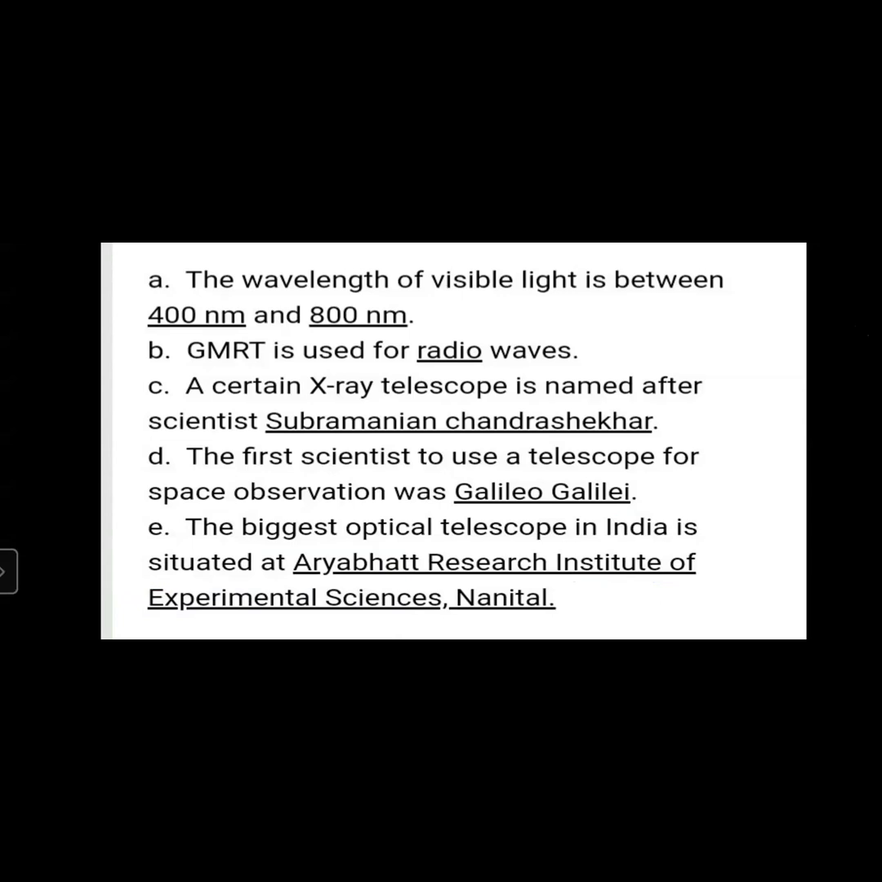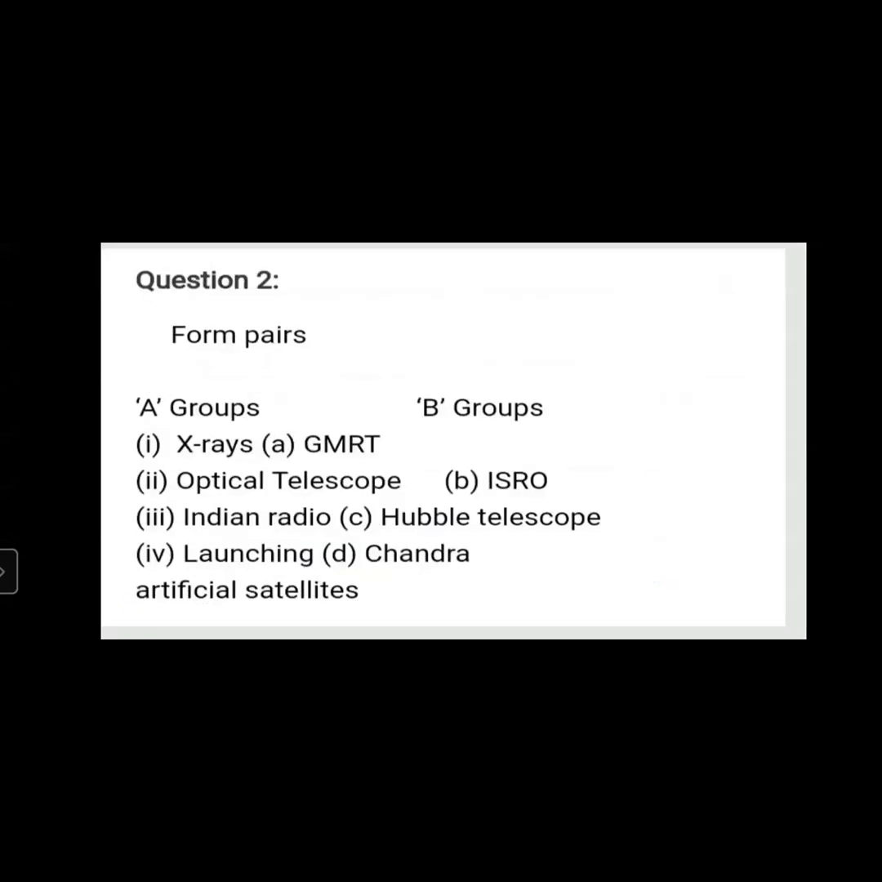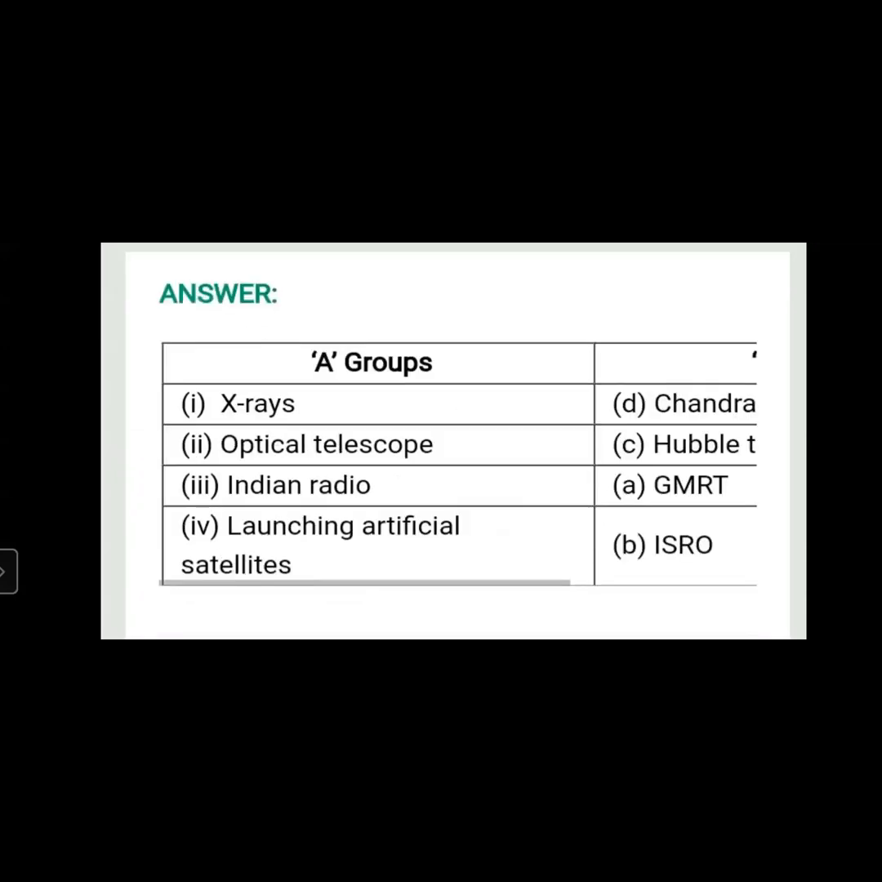Now let us move on to the next question. The second is match the pairs. You have to form pairs. Group A and Group B is given. X-rays, optical telescope, Indian radio telescope, launching artificial satellites. And in B group, it is given GMRT, ISRO, Hubble Telescope, and Chandra. So it's very easy. All this we have studied. So X-ray, X-ray telescope is Chandra.